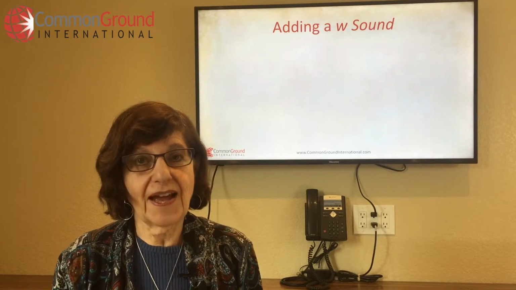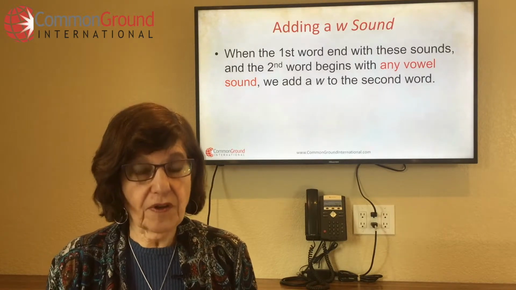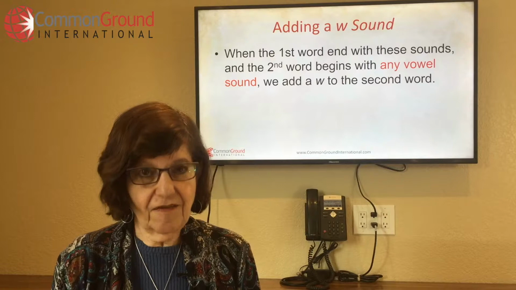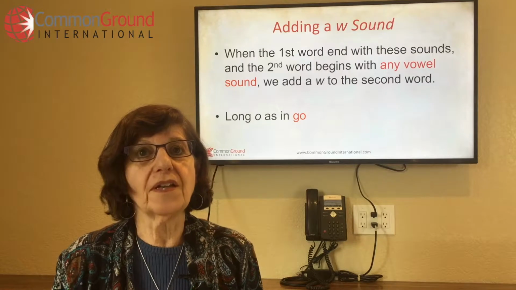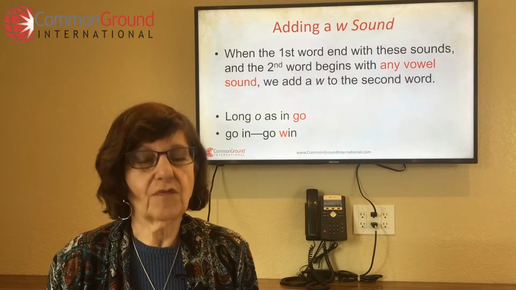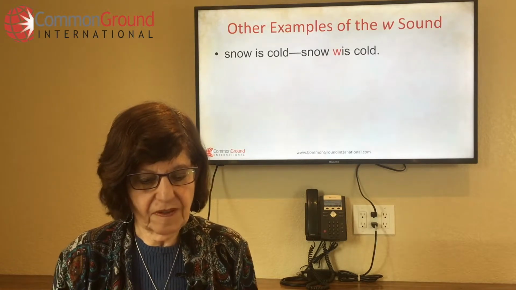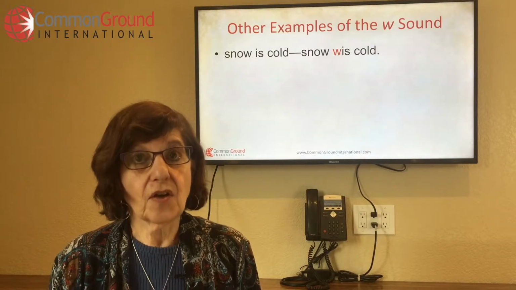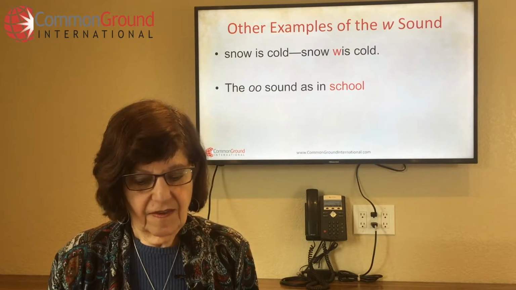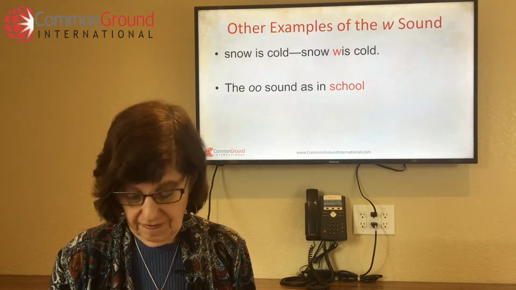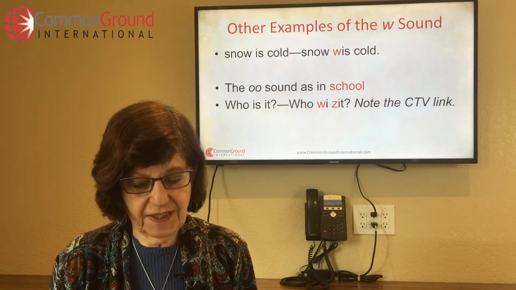Now here are the cases where you add a light W sound. If the first word ends with any of these sounds that I'm going to show you in a few minutes, and the second word begins with any vowel sound, we add an imaginary light W, such as a long O in "go." We don't say "go in," we say "go-w-in." Other examples. "Snow is cold," we say "snow-w-is cold." The OO sound, such as "school." We don't say "who is it," we say "who-w-is it."